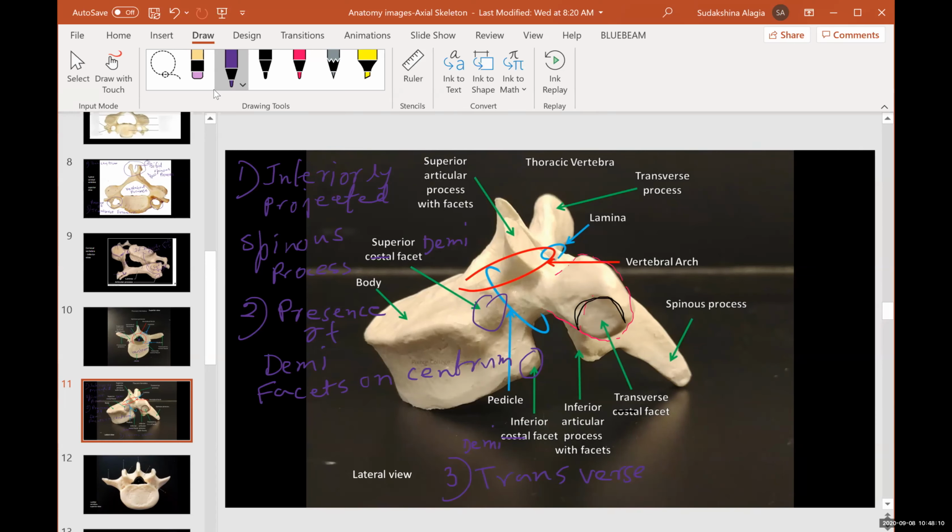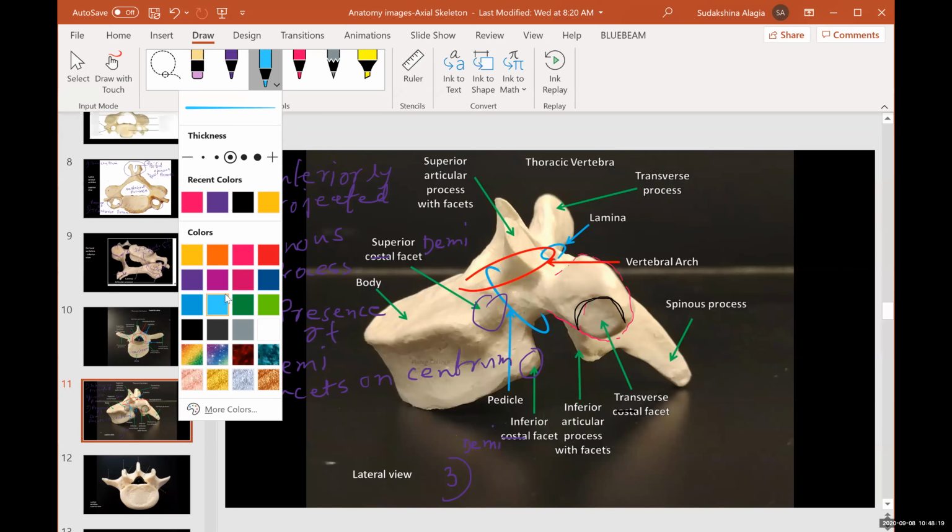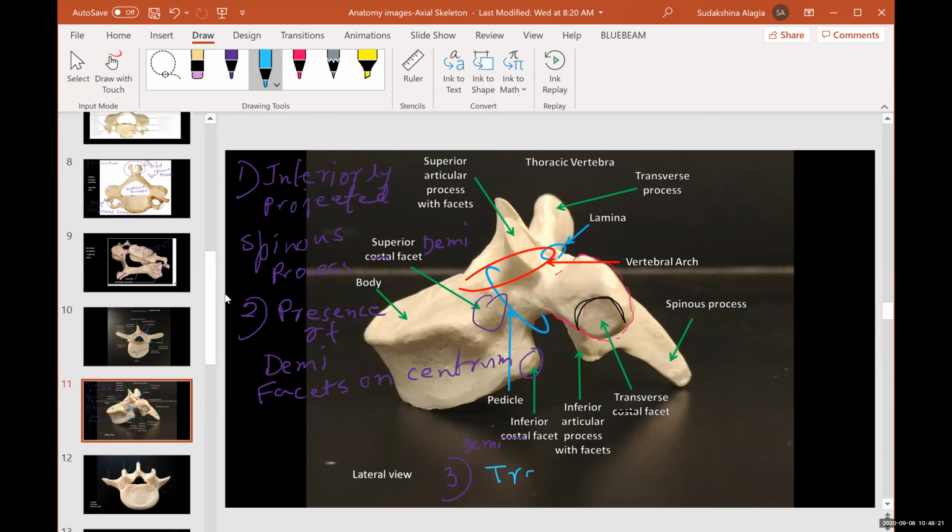It's not very clear, is it? The shade has changed here. Blue maybe? Yes. Perfect.